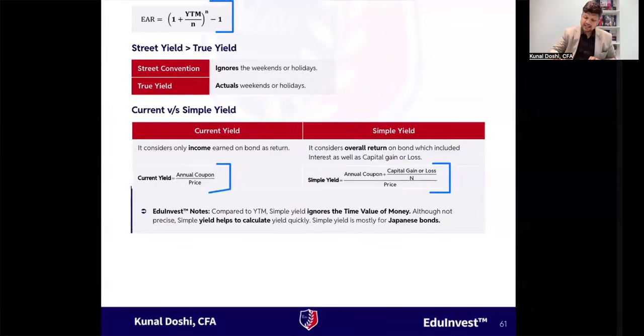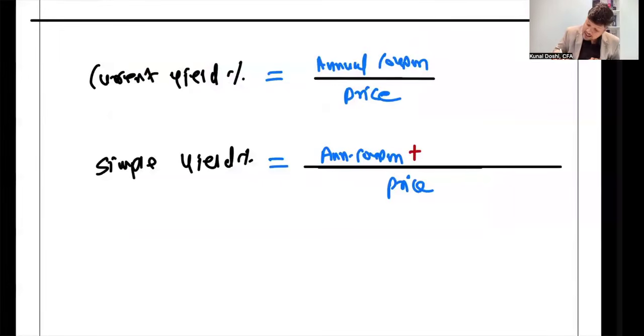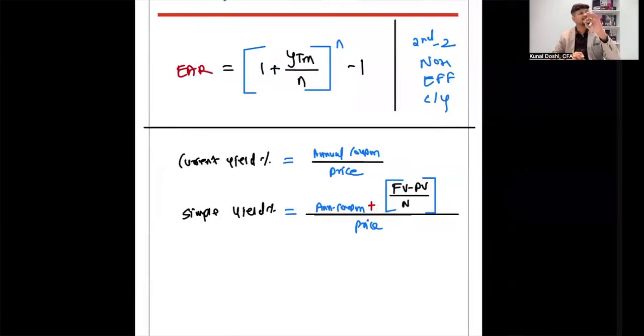What I generally tell students, the easiest way to remember is the difference between FV and PV over n. That is the easiest way to remember. FV minus PV over N. Remember this, future value minus present value over N. It is also called amortization of discount or premium, capital gain and loss, average. Again, you can write the official formula, but since in the exam no one's going to ask you the formula, you should know what that is. That's the difference between buying and selling price divided by N. That's your capital gain. Is this clear, everyone?